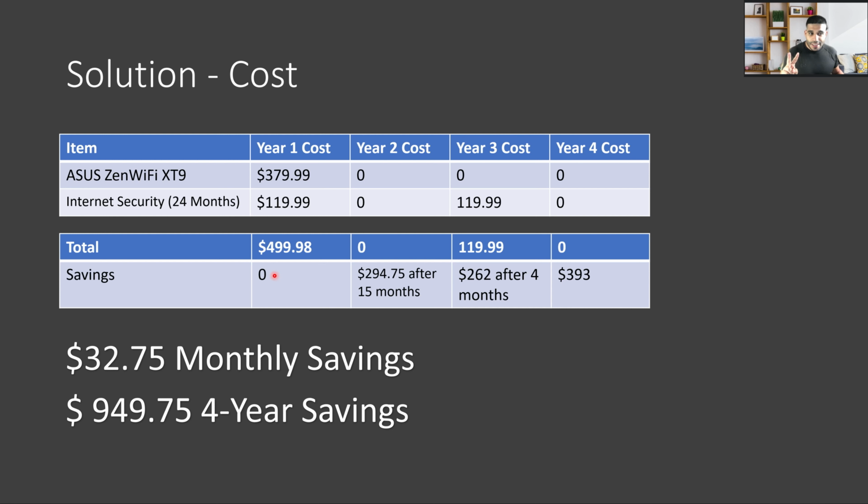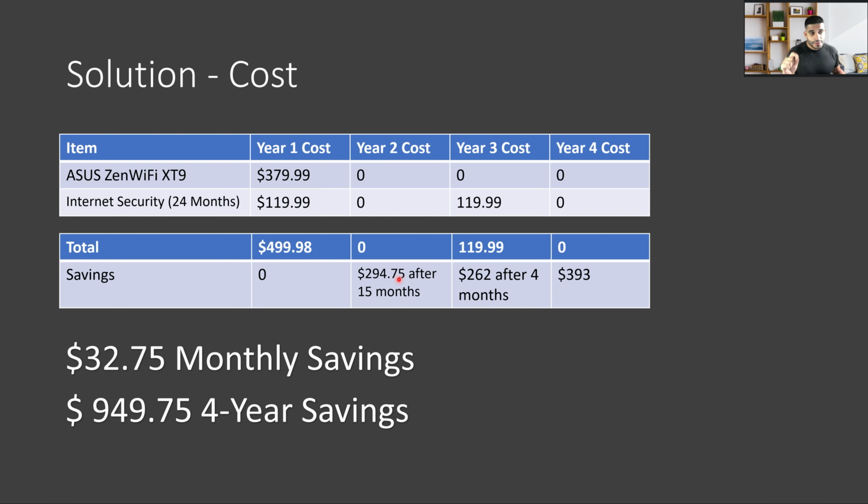But by the time we get to year two, 15 months in, so meaning 12 months of the first year and then 3 months of the second year, we've fully paid off the cost of the router and also the internet package solution. So that means the remaining months is where our savings comes into play, which is $294.75.